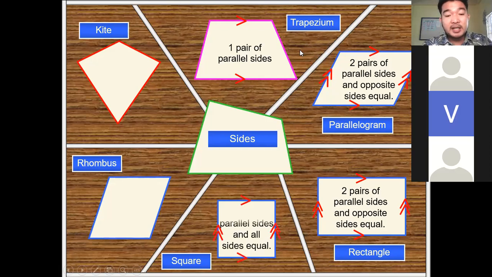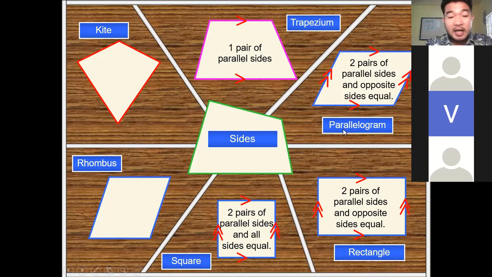How about the square? Ganun din yung square. Kaso nga lang, yung square, aside from having two pairs of parallel sides and opposite sides are equal, lahat ng sides niya ay magkakamukha din. Ibig sabihin, si square ay isang uri din ng parallelogram.